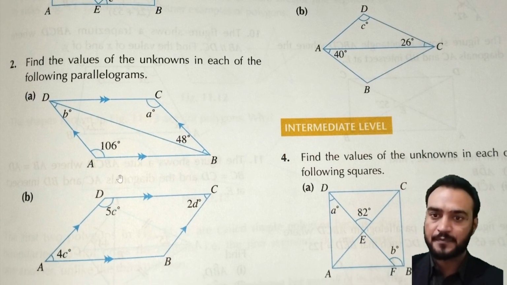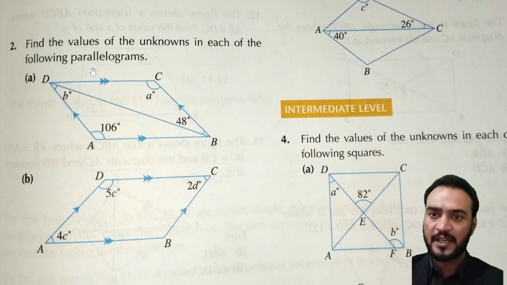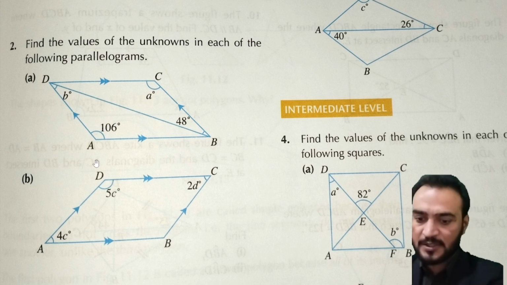Find the values of unknown in each of the following parallelograms. These are parallelograms. We have to find the values of unknowns. That is, we have to find in part A the value of A degree and B degree. As you know, in parallelogram, opposite angles are equal in magnitude. So let us solve these two parts.